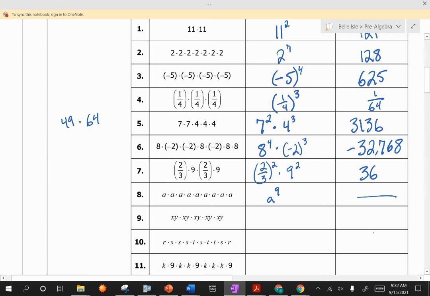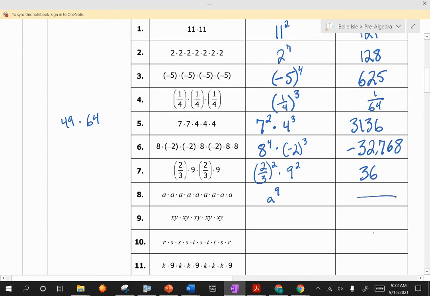Variable. Okay, a variable. So we have a. We're saying a to the 9th. Because we don't know what a is, can we solve that? No. Okay, so we can't give a value because we don't know what a is. Okay, so let's look at a couple more of those that have variables involved.